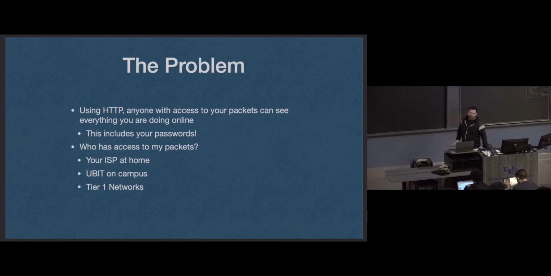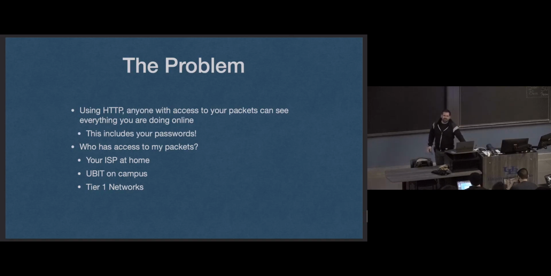All right. Everybody can see your packets, right? This is an issue. You're using the internet, you're sending information all around the world, and people can see what those packets are. Anybody handling those packets can see them. That's your ISP. If you're on campus, it's UBIT. Any tier one networks, even if you don't deal with tier one networks directly, they're handling your packets as they're going through the internet. UB is plugged into several tier one networks. Your ISP is plugged into tier one networks. You really don't have a choice. The tier one networks are going to handle your packets with their network, all their technology.